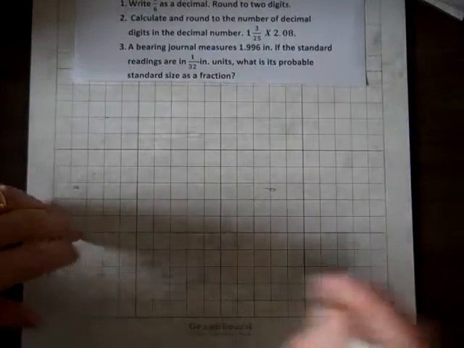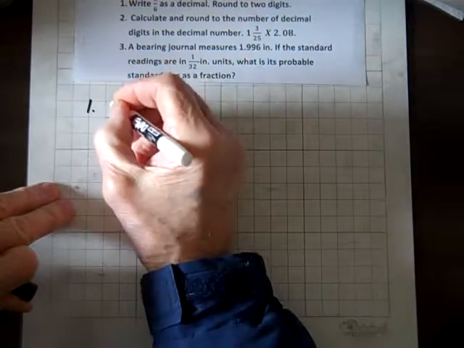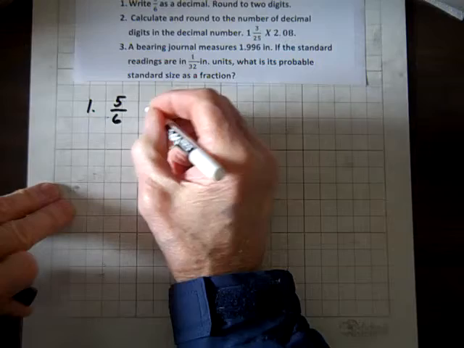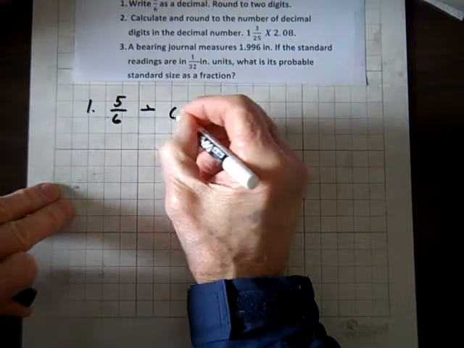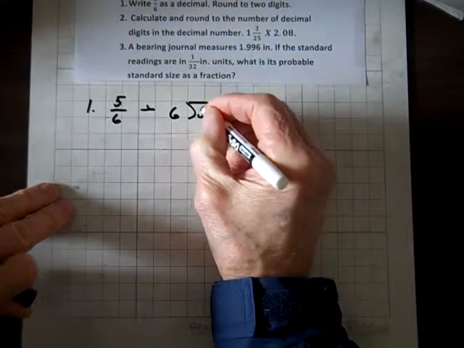Well, now we're dealing with section 3.3, and the first question is to write 5/6 as a decimal. Well, this becomes 6 divided into 5.